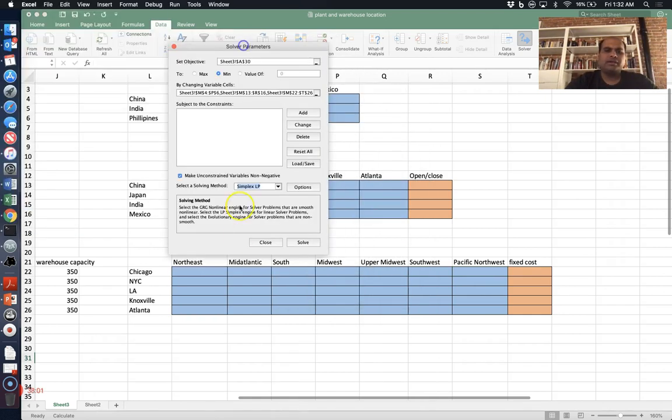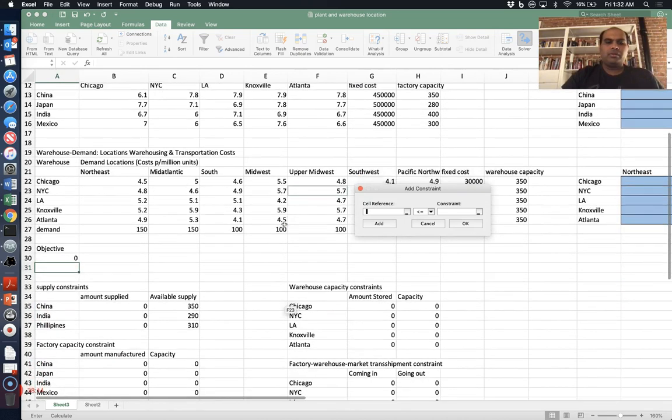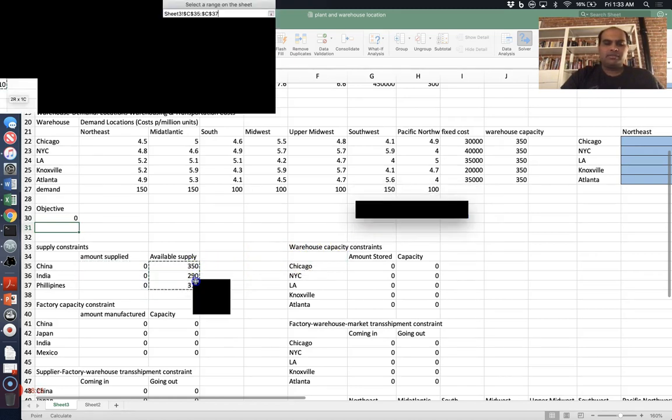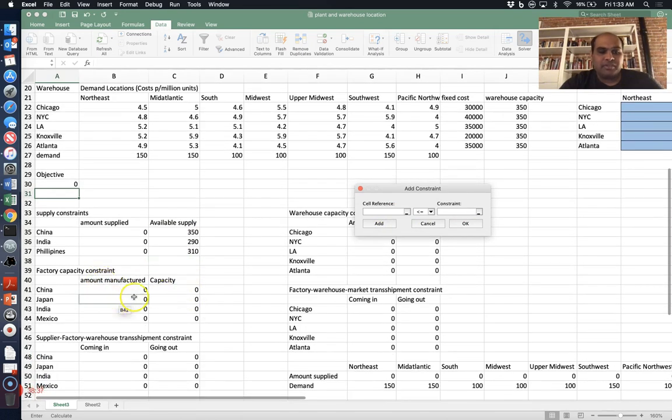Right, so now let's write our constraints. Let's input all the constraints. First constraint that we're going to add is the supply constraint. So total amount supplied cannot exceed the supply that's available. So that's a less than or equal to constraint. I'm going to click on add. Next, the factory capacity constraint.